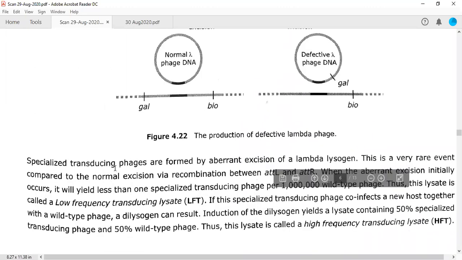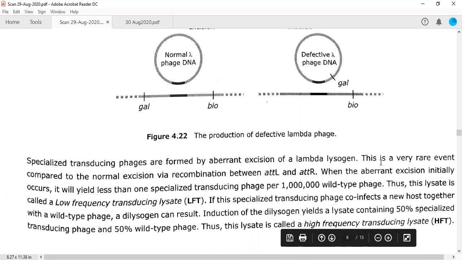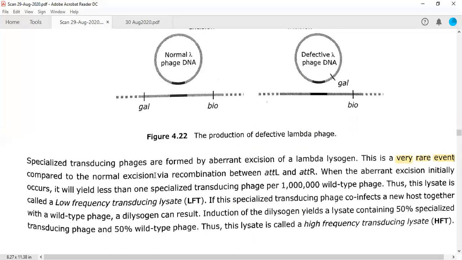Now, specialized transducing phages are formed by aberrant excision of the lambda lysogen. It is a very rare event compared to the normal excision via recombination between att L and att R. So actually, this is not a very common process. This is a very rare event when this aberrant excision is happening, in comparison to normal excision via recombination between att L and att R. Now you are able to get these left and right attachment sites, right?